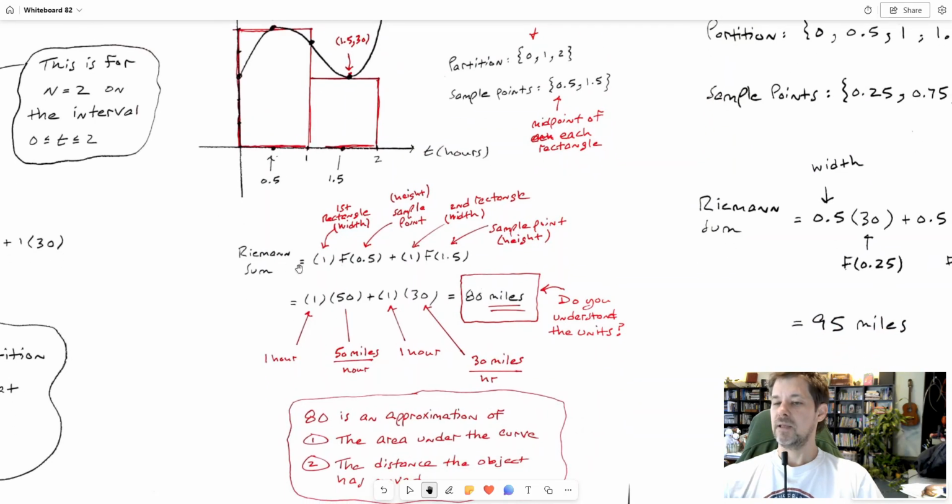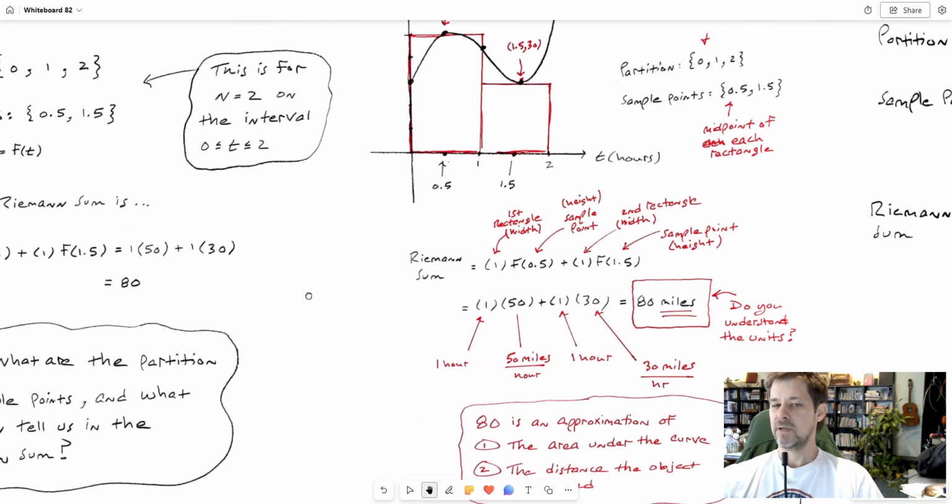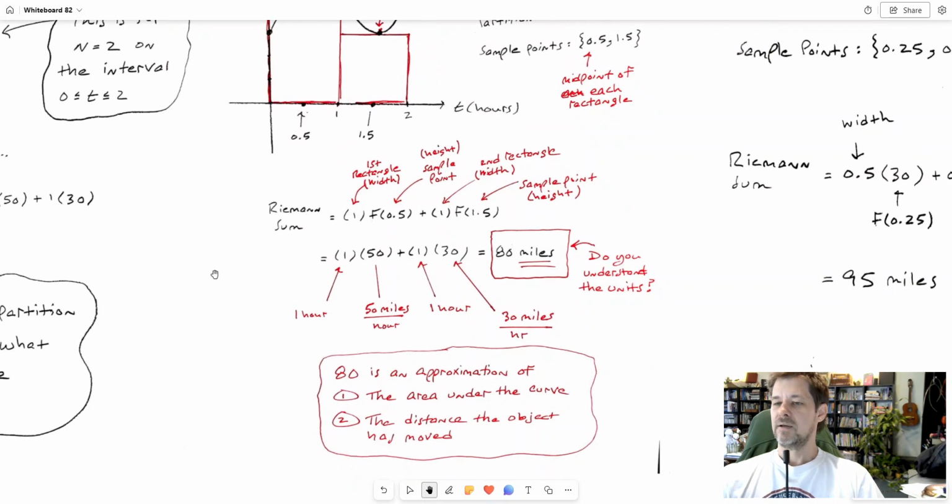So what do you get then? Now I have a whole new interpretation of this number, 80. What do you get if you multiply a time times a rate? You get distance. The times cancel, you get 50 miles. Same thing here with this next one. The times cancel, you get 30 miles.